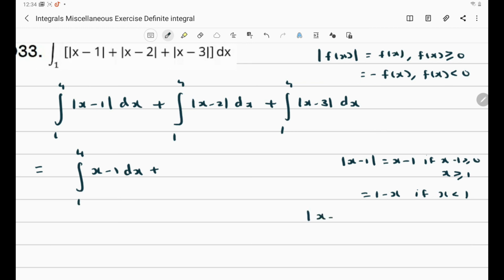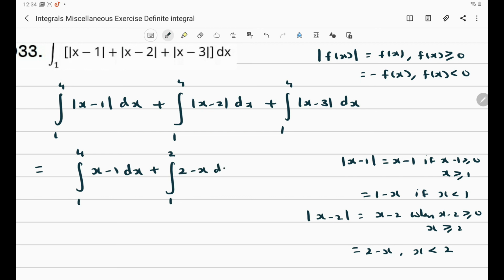of x minus 2, which is equal to x minus 2 when x minus 2 is greater than or equal to 0, or x is greater than or equal to 2, and is equal to 2 minus x when x is less than 2. So this function, integral 1 to 4 modulus of x minus 2, has two definitions based upon the value of x. When x is less than 2, that means when the lower limit is 1 and the upper limit is 2, modulus of x minus 2 is 2 minus x dx, plus when it is more than 2, that is from 2 to 4, it is x minus 2 dx.